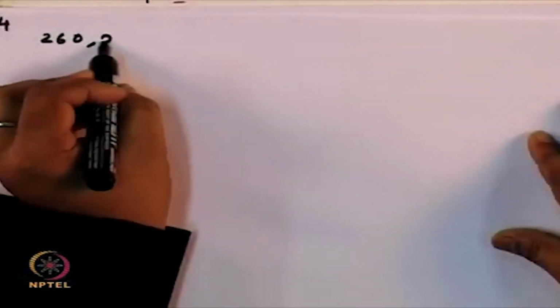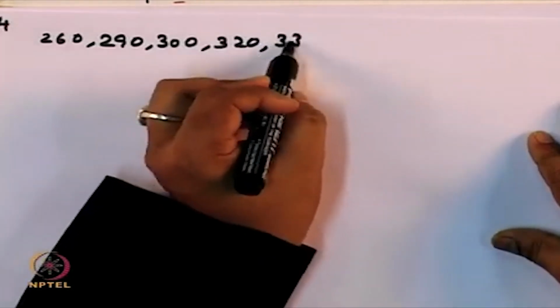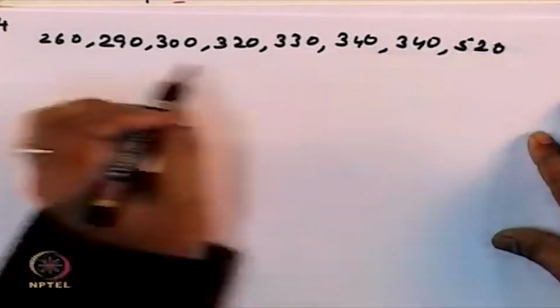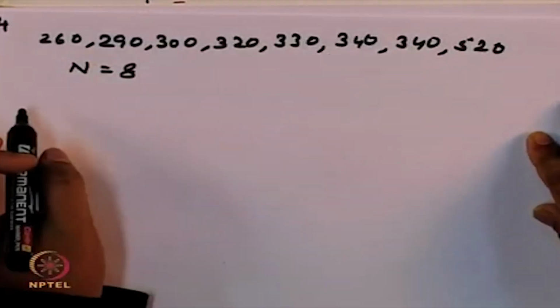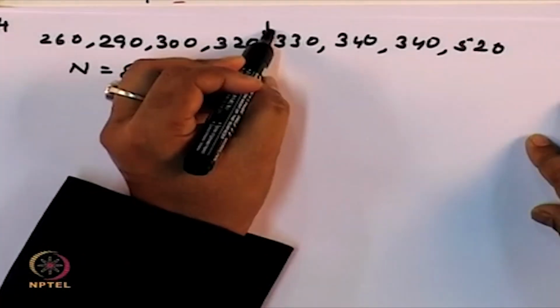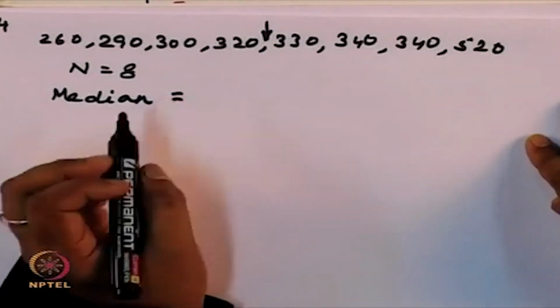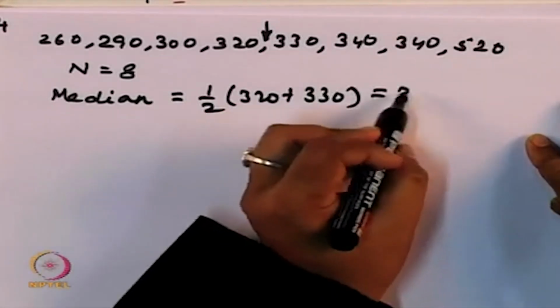But let us do our necessary calculations once again. I have 260, 290, 300, 320, 330, 340, 340, 520. My total number of measurements is 1, 2, 3, 4, 5, 6, 7, 8, so N is equal to 8. My median position is going to be somewhere here. My median value will be half of 320 and 330, which is equal to 325.